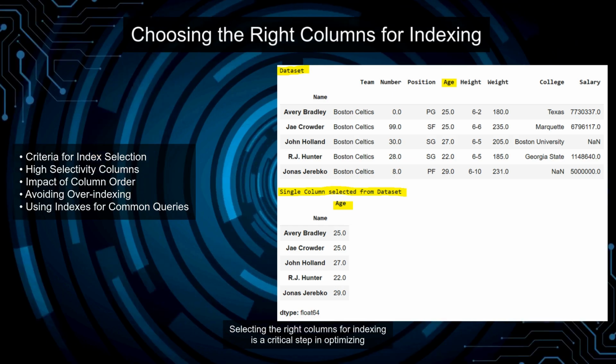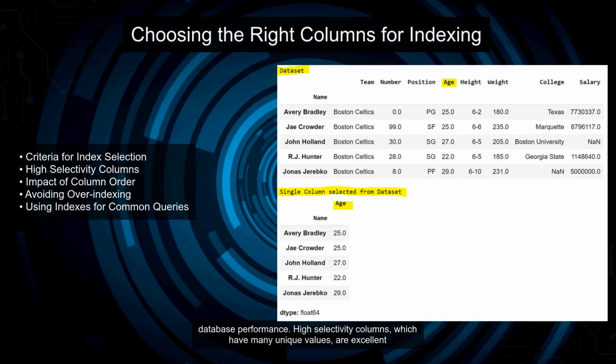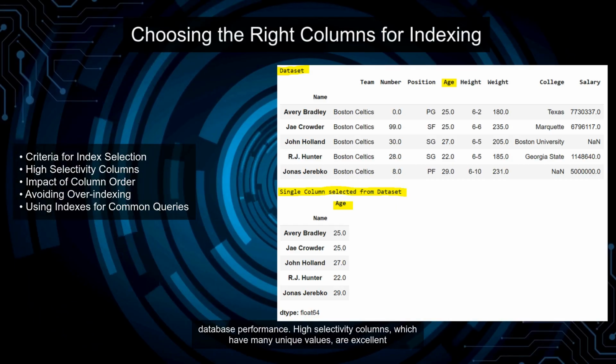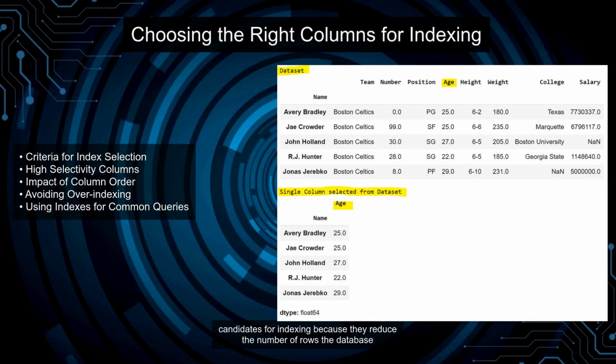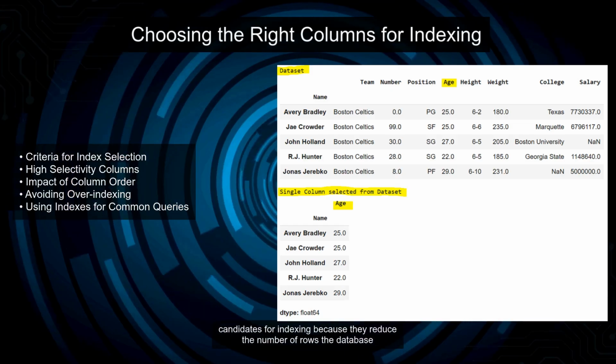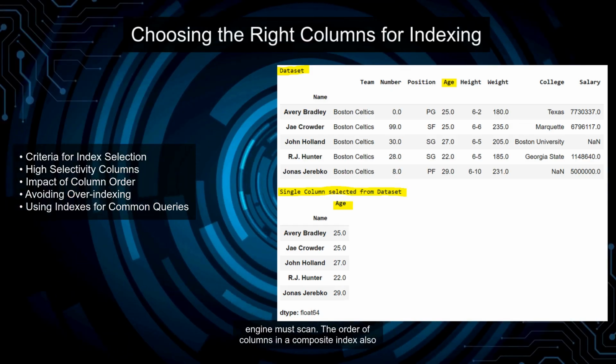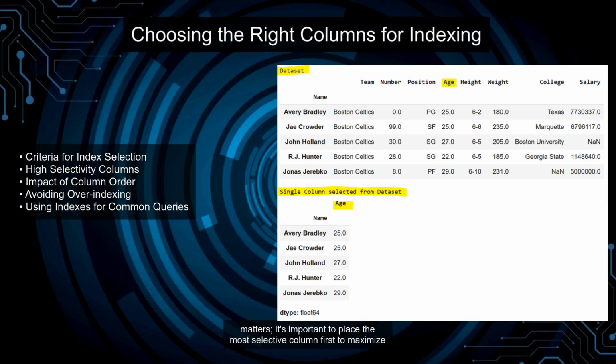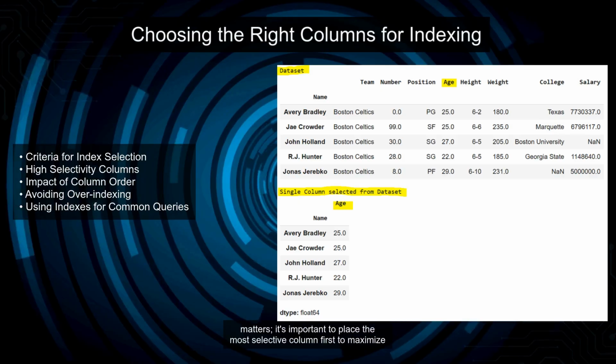Selecting the right columns for indexing is a critical step in optimizing database performance. High selectivity columns, which have many unique values, are excellent candidates for indexing because they reduce the number of rows the database engine must scan. The order of columns in a composite index also matters. It's important to place the most selective column first to maximize efficiency.